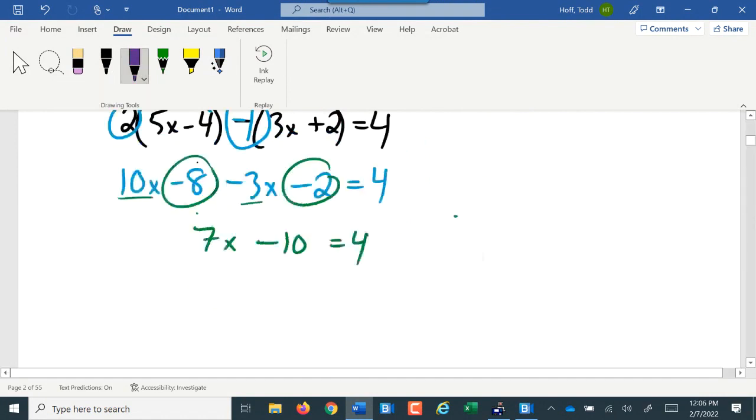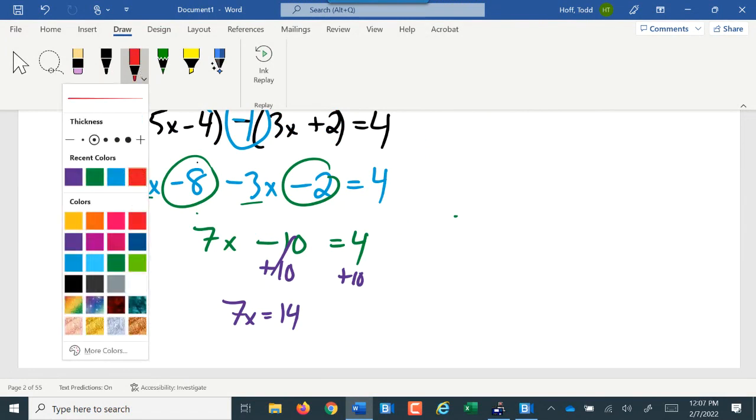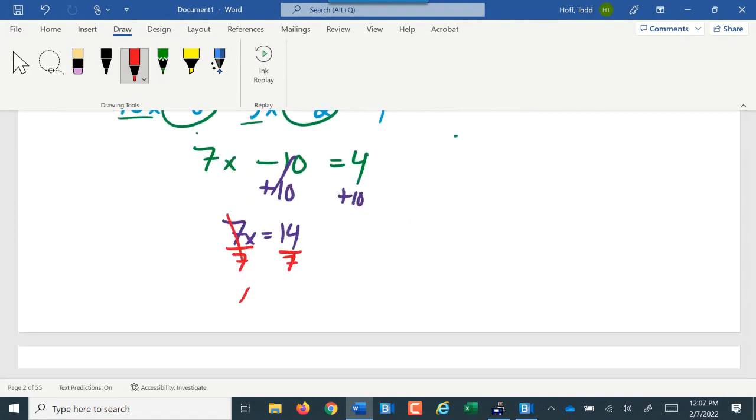Now we're ready to solve. Add 10. 7x equals 14. And divide by 7. X equals 2.